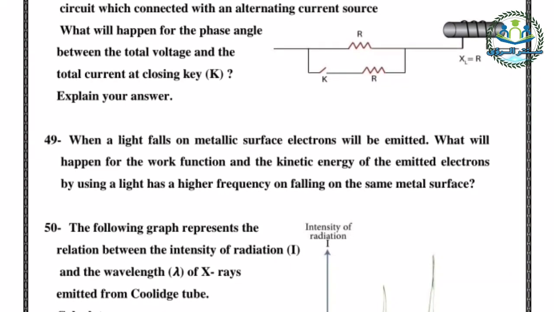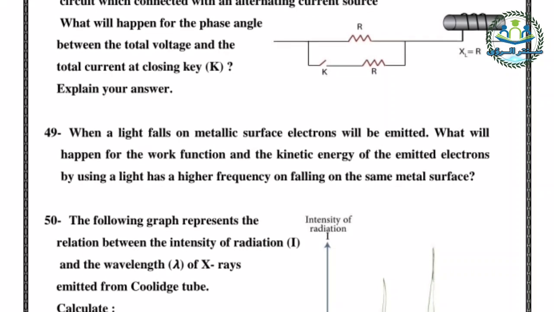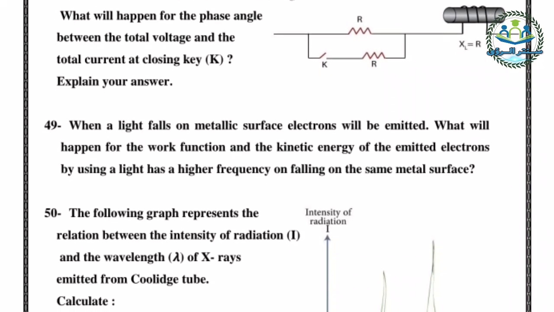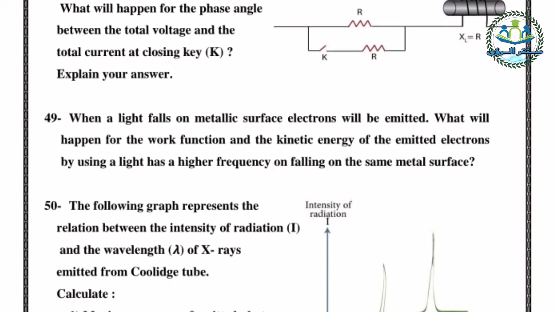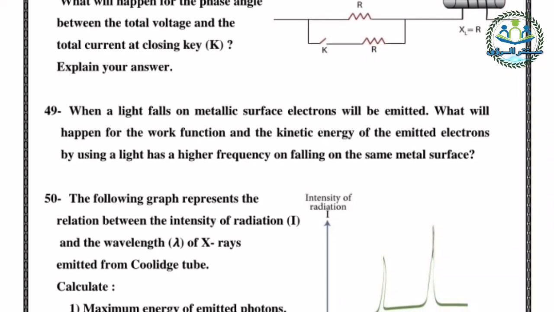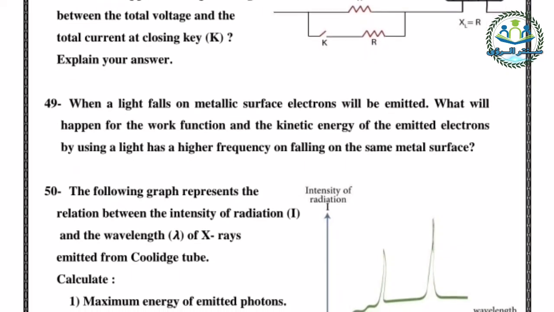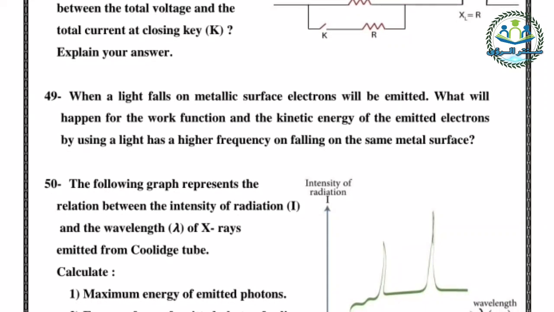49. When light falls on a metallic surface, electrons will be emitted. What will happen to the work function and the kinetic energy of the emitted electrons by using light that has a higher frequency falling on the same metal surface?